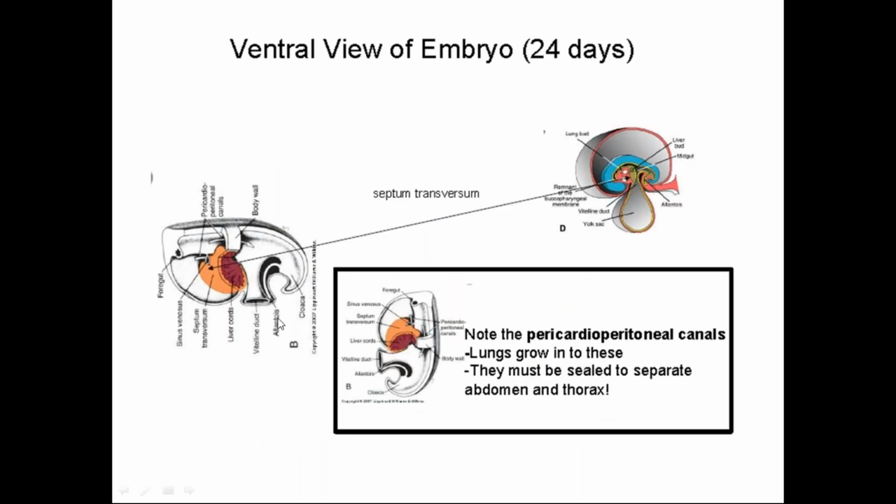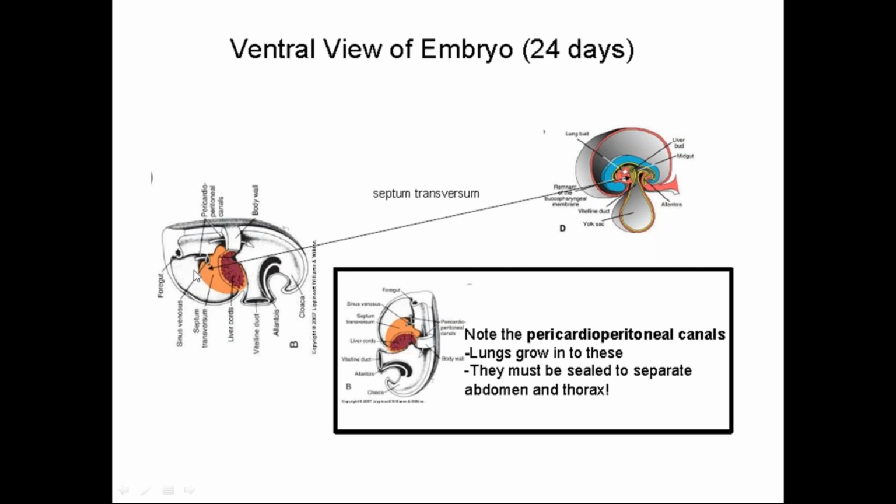Now, from the ventral view, this picture I've already shown you. Note the pericardio-peritoneal canals. The lungs grow into these. The lungs are growing into this. This is the ventral aspect, because this is the baby. Actually, the baby is lying in the body like this. It's not lying straight like this. It's actually lying like this. And what do you see?